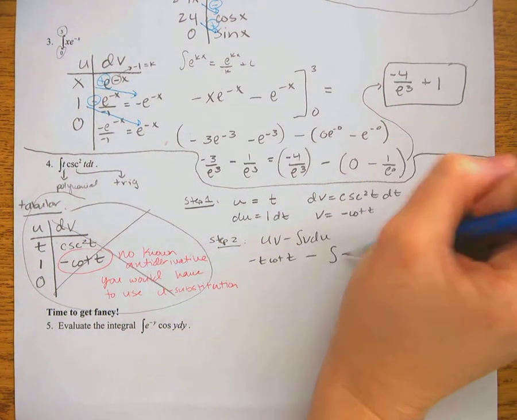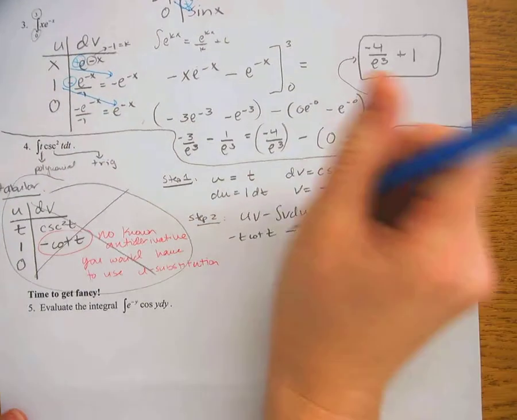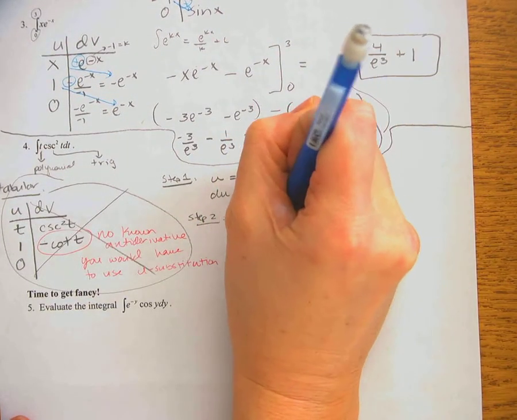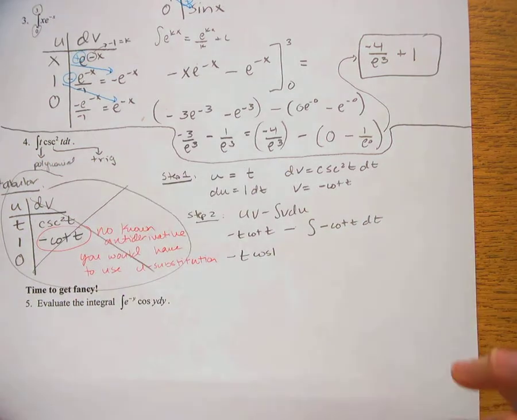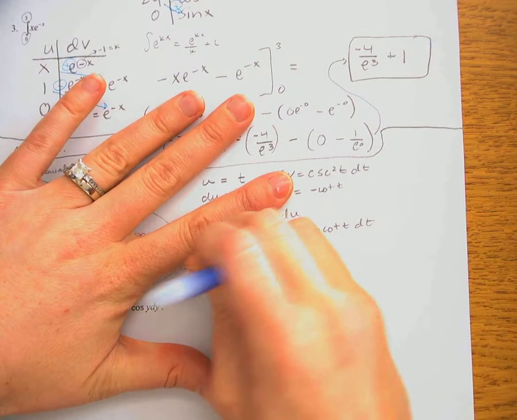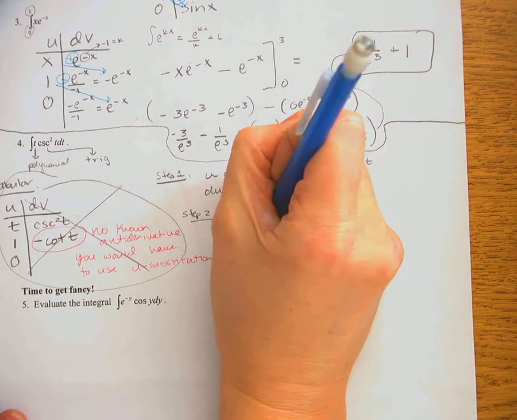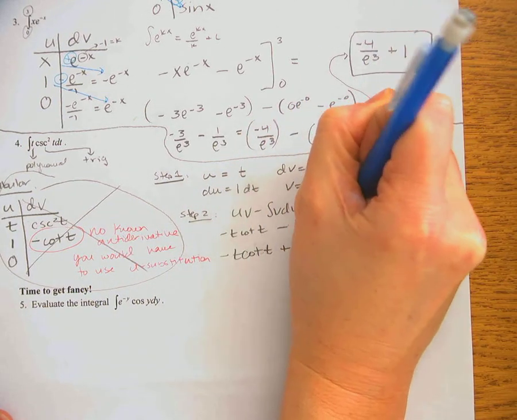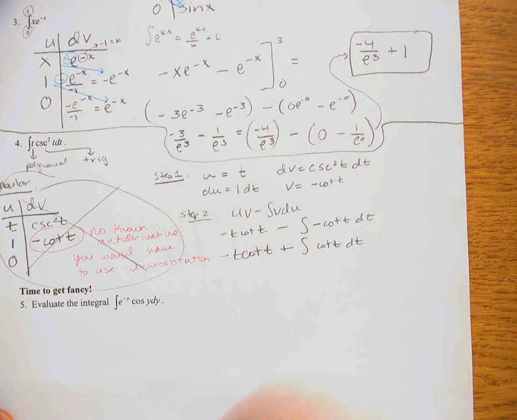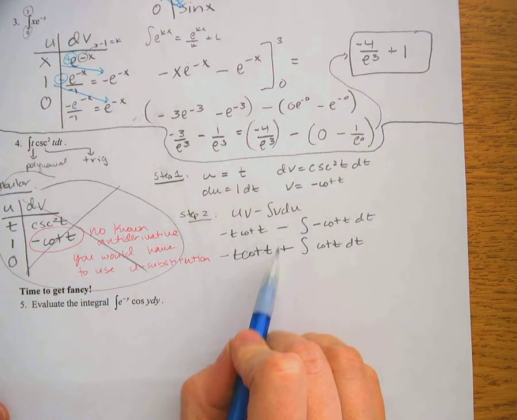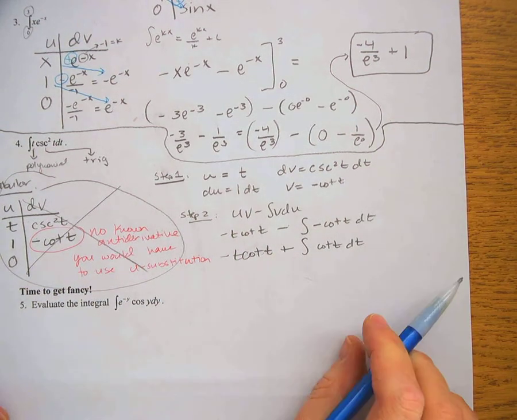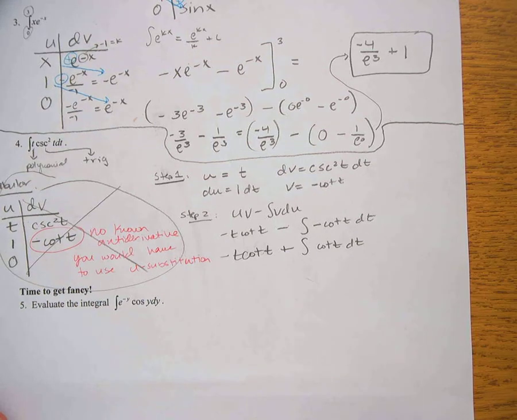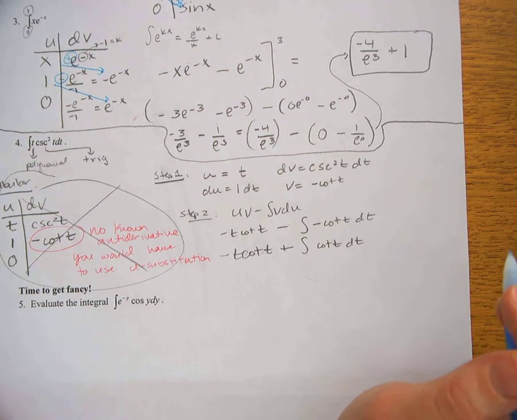Well, this negative, I can pull this negative out and cancel these. So I have negative t cotan t, oh sorry, I wrote cosine, that's cotan. Negative t cotan t plus the integral of cotan t dt. Well, now I have to find the integral of cotan t dt, which I can find. I just have to use a little u substitution. So how about we do that on the side over here?